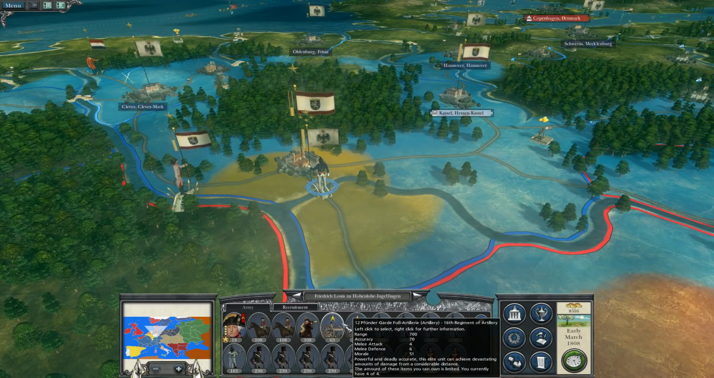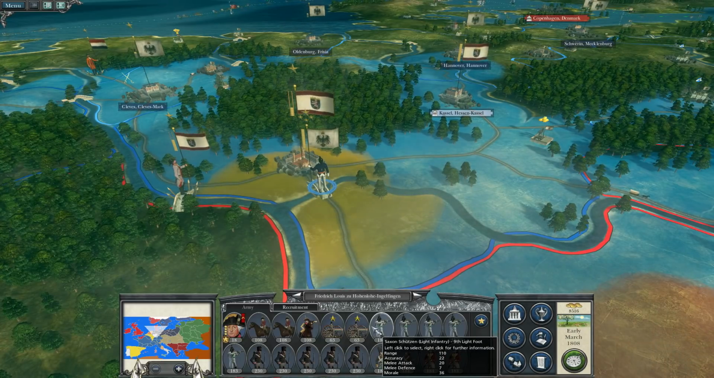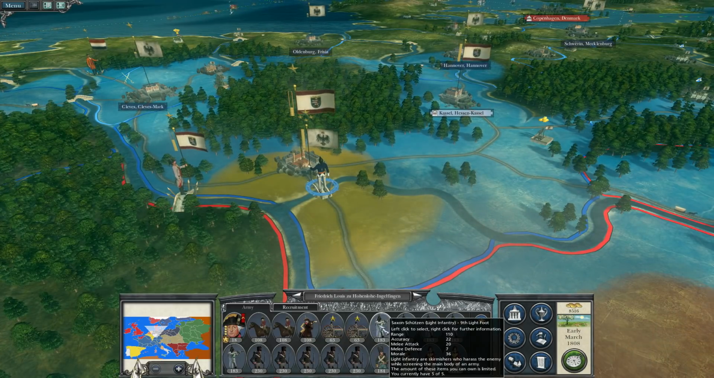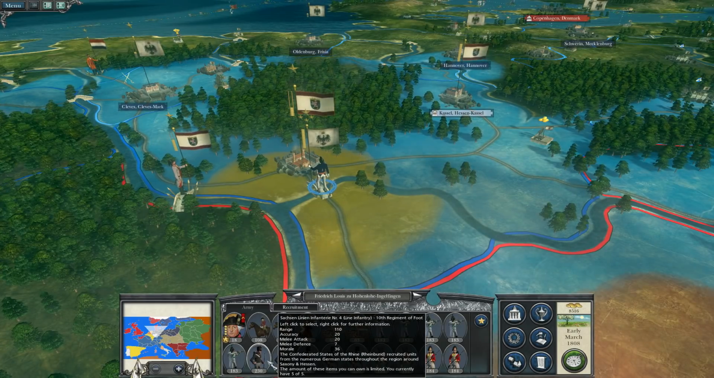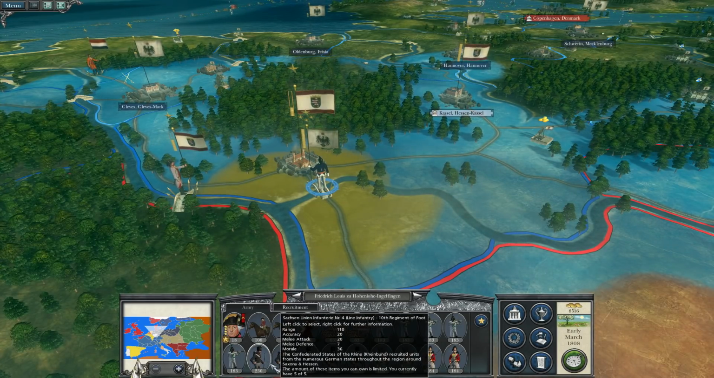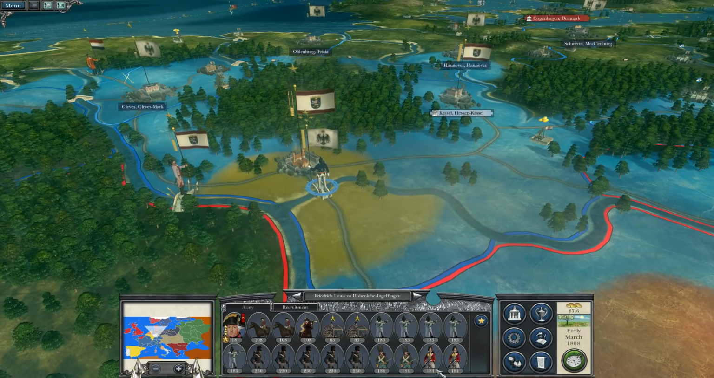Why did I say infantry? I said that in the same time the other one. Saxon Schutzen, light infantry, 5 of those. Then the normal Saxon line infantry. And then we've got grenadiers.